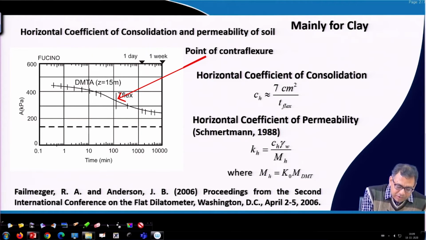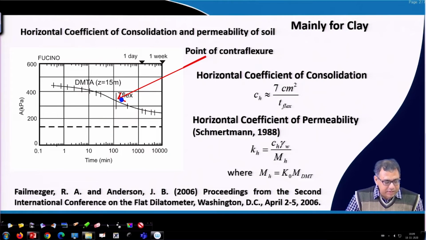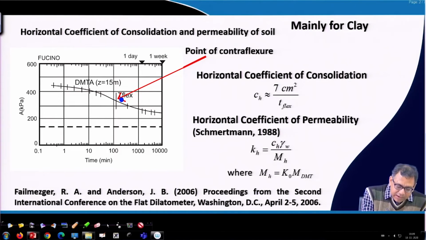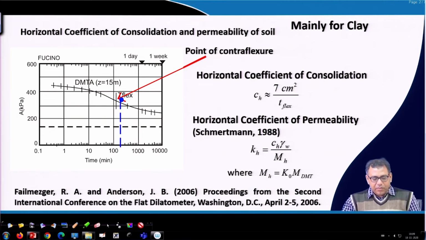So, this point of counterflexure we have to identify by plotting the A reading and the time. This is the point of counterflexure, that means where your curvature changes. So, identify that point and the corresponding time will give me the T flex. You put this and you will get the horizontal coefficient of consolidation.